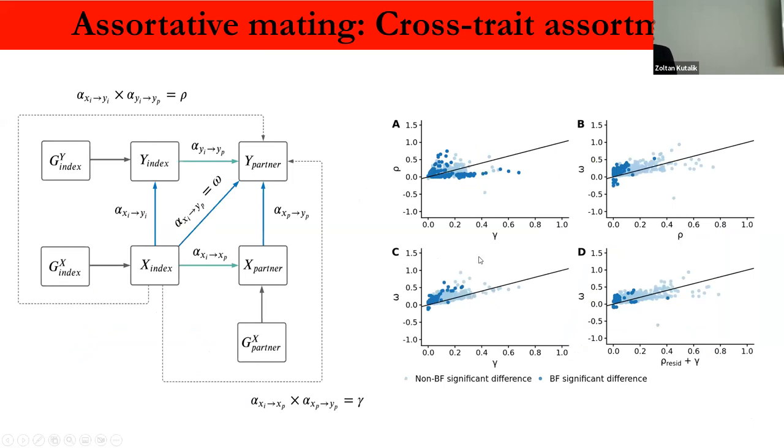I went one step even further, not looking at the effect of one trait on the same trait, but we look at one trait in an index individual, what is its causal effect on another trait in a partner. This is because Albert and Eza in Edinburgh did a very nice paper comparing going cross-trait and looking at how correlations and genetic correlations across traits, like what is the genetic correlation between an individual's phenotype and the partner's other phenotype, and how much this can be explained by different paths.